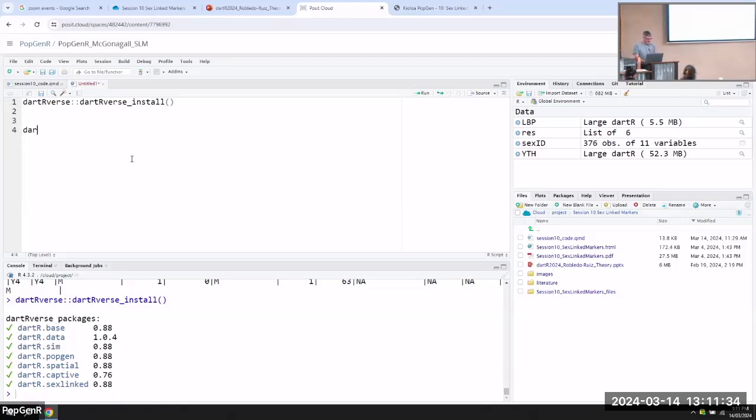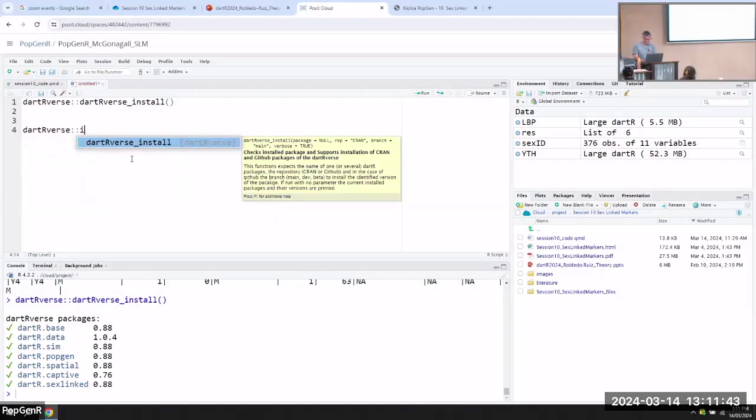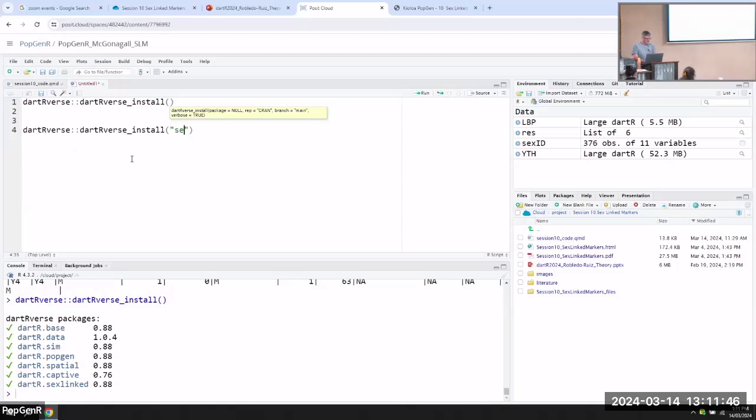So if you want to get anything, you do this. Say you want to have Dart sex linked. Because it's not on CRAN, you have to have the GitHub version, and you can specify also the branch. You want to have the dev branch. This installs the dev GitHub version on your computer, but use it at your own risk. You can always uninstall it afterwards. And that's the same for all the functions.